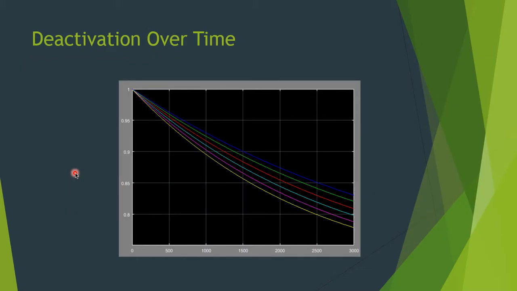This graph represents how activity in our simulator changes over time, and we used a 3,000 hour time scale for this simulation. The activity at the beginning of the reactor is modeled by this yellow line, and at the end of the reactor it's modeled by this blue line. Since we are using a packed bed reactor, the activity changes with length in the reactor, so we can see the lines in between the blue and the yellow are all varying activities within the reactor.